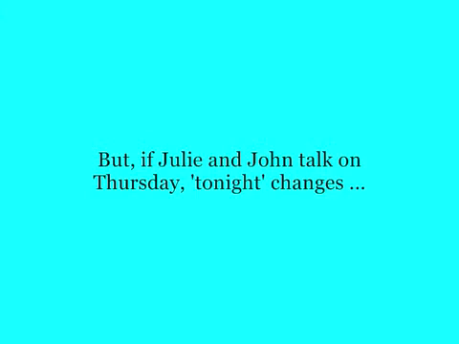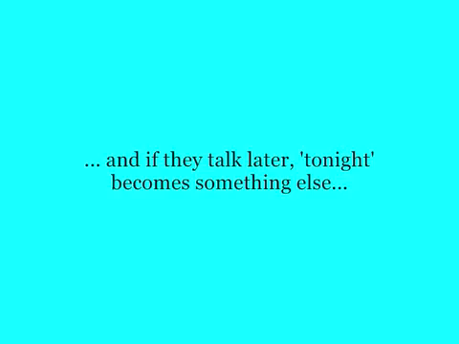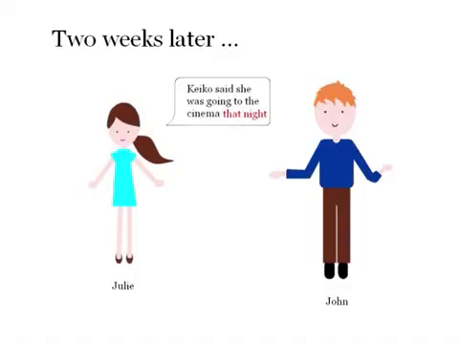But if Julie and John talk on Thursday, tonight changes. On Thursday, Julie tells John, Keiko said she was going to the cinema last night. And if they talk later, tonight becomes something else. Two weeks later, Julie tells John, Keiko said she was going to the cinema that night.